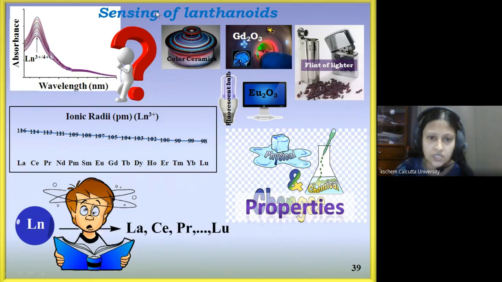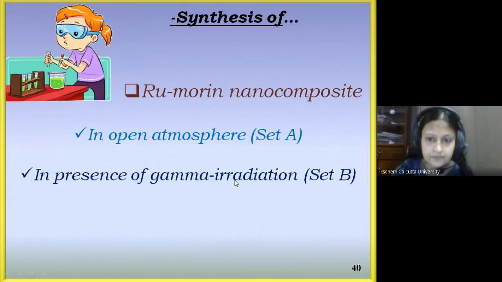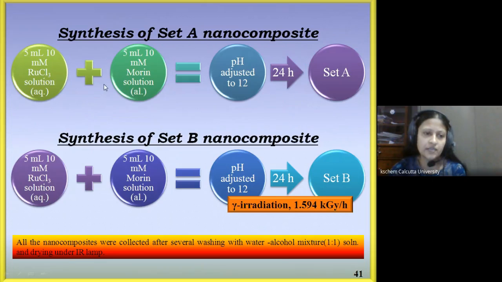And we have chosen the sensing problem of lanthanoids because all the lanthanoid ions have similar ionic radii, and they behave very similarly because of this similarity in their ionic radii, and it is very difficult to differentiate them from one another. So for this, we have prepared ruthenium morin nanocomposite in open atmosphere as well as in presence of gamma irradiation. So we have mixed ruthenium chloride solution and morin solution in 1:1 ratio and adjusted the pH to 12 and kept it for 24 hours.